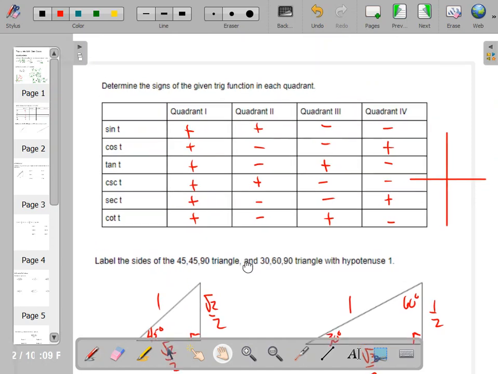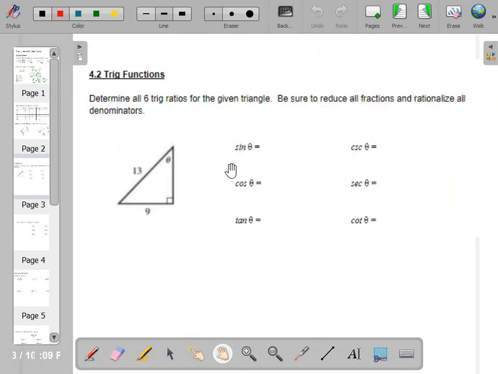Now let's see if we can put some of that stuff to use. So then we're in 4-2. What if I give you a triangle and ask you to find all 6 trig ratios? First thing you need to do is you need to find this missing height. So I'm going to do Pythagorean theorem. I'm doing a little bit in my head. That's the y value. So 13 squared is 169 minus 81. This comes out to 88. If you do 169 minus 81, you get your 88.